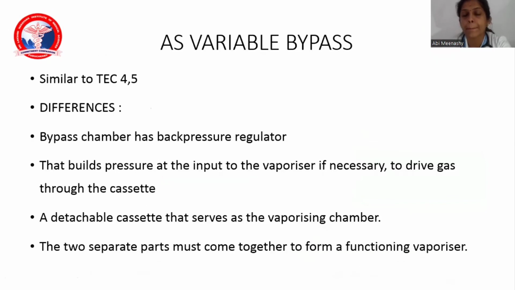You can use it as a variable bypass and measured flow. As variable bypass, the bypass chamber has a back pressure regulator that will build up a pressure at the input of the vaporizer if necessary to drive the gas through the cassette. So your fresh gas flow will go through the cassette. The detachable cassette, that black rear end, will act as a vaporizing chamber. Two separate parts must come together to become a variable bypass vaporizer.